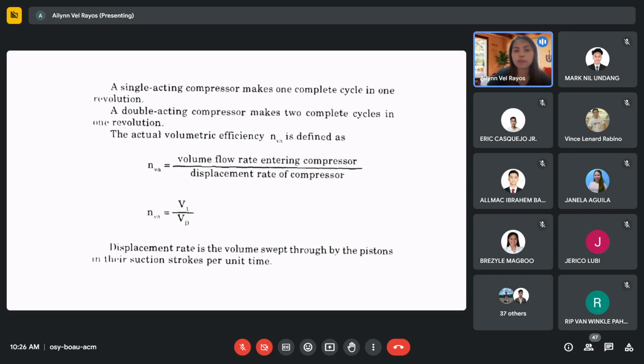So for the actual volumetric efficiency, so N sub VA is defined as the volume rate entering compressor divided by the displacement rate of compressor. So for our volumetric efficiency or the actual volumetric efficiency, that is equivalent to V sub 1 divided by V sub D. The displacement rate is the volume swept through by the piston on their suction strokes per minute of time.